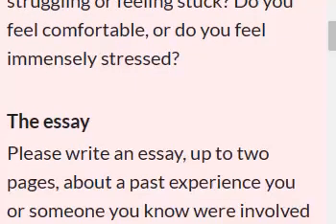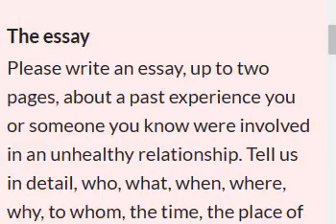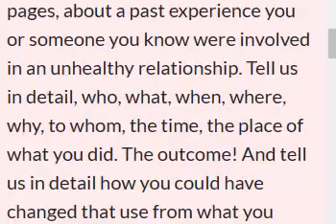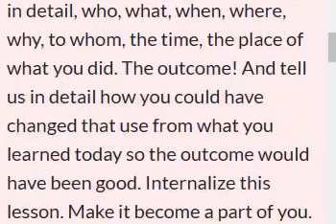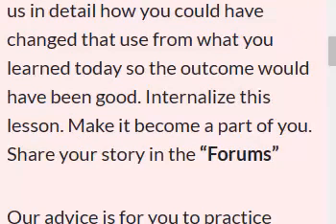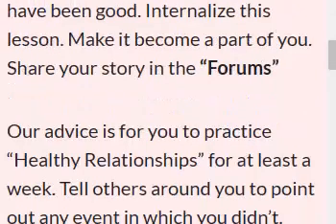The essay. Please write an essay, up to 2 pages, about a past experience you or someone you know were involved in an unhealthy relationship. Tell us in detail who, what, when, where, why, to whom, the time, the place of what you did, the outcome. And tell us in detail how you could have changed that, using what you learned today, so the outcome would have been good. Internalize this lesson. Make it become a part of you. Share your story in the forums.